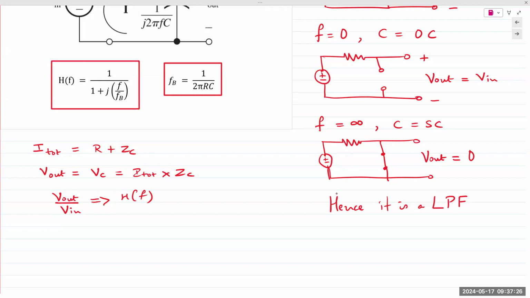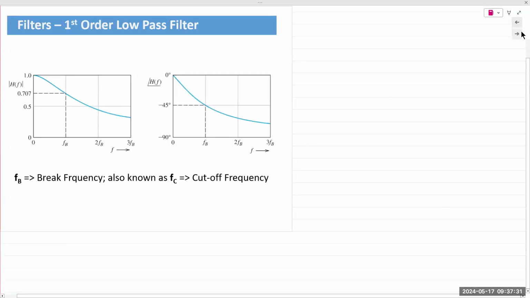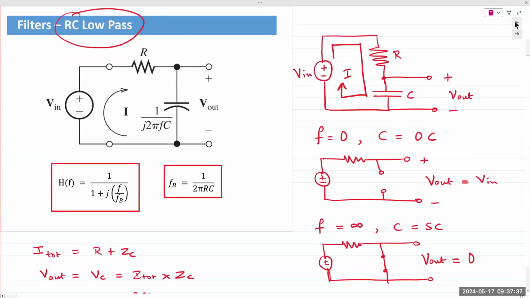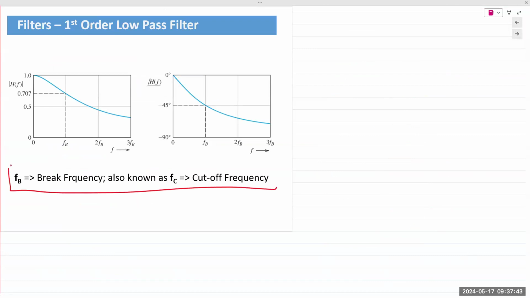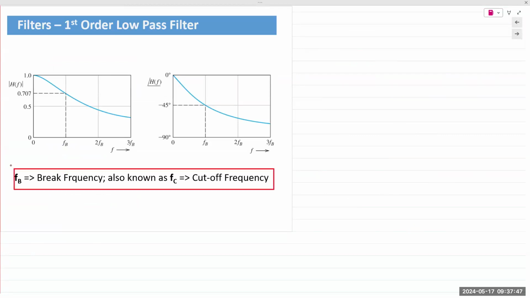And in the next slide, I have plots and also a description. FB is the break frequency. The question being asked is about FB. So FB is the break frequency. It is also known as the cutoff frequency FC.